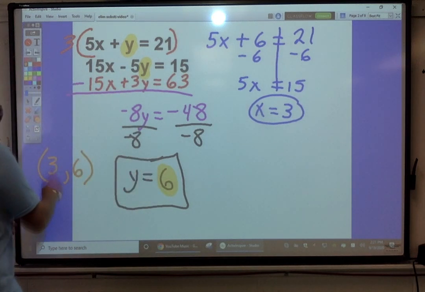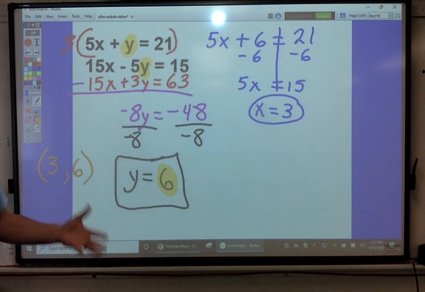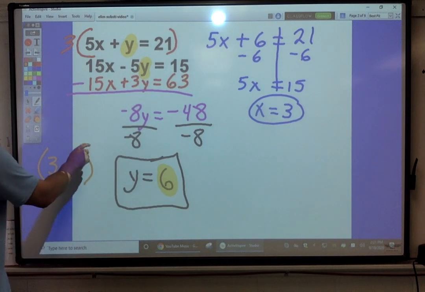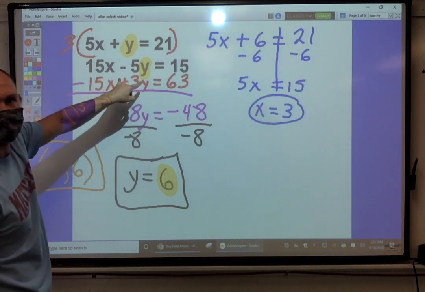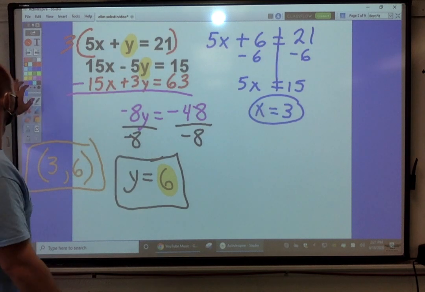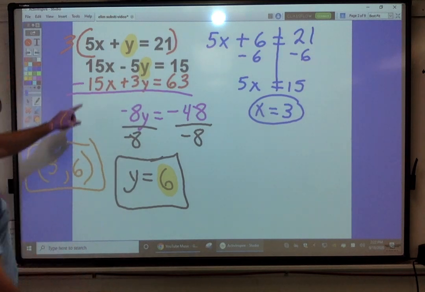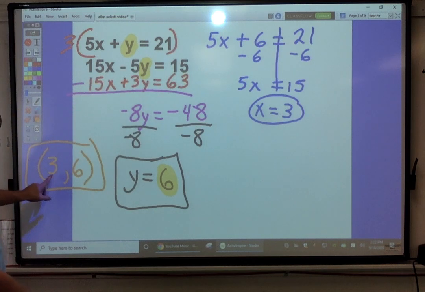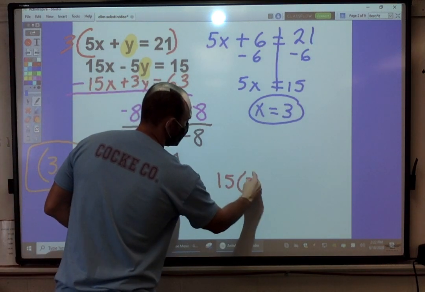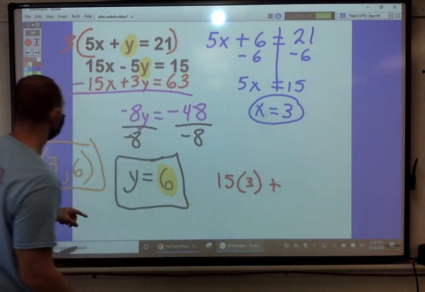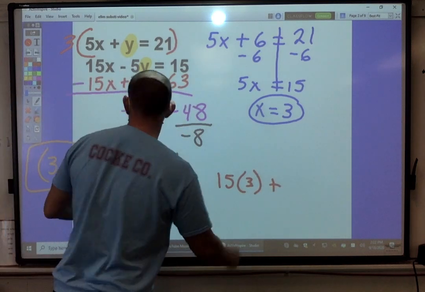So that's my other half of my answer. I could stop here and think I'm right, but in case I screw up, I'm going to take these numbers, the x and the y, and plug them into this equation, the one I didn't use the second time, and see if it works. So instead of 15x, it's going to be 15 times 3. And you don't have to do this. I like to. Minus, whoa, I put a plus.